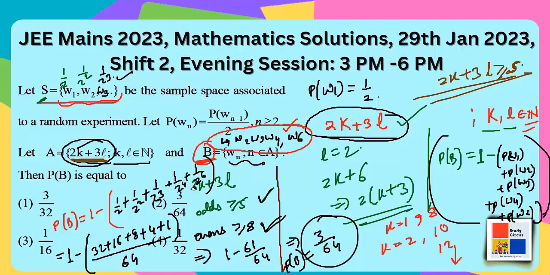So now you see, option number 2 becomes our final answer. The second option is our final answer, 3 upon 64. We have reached our answer logically.